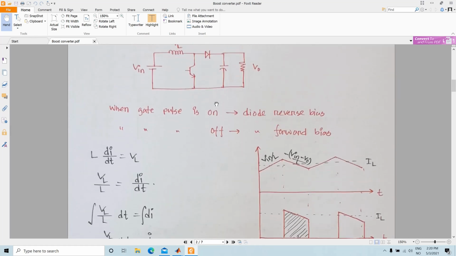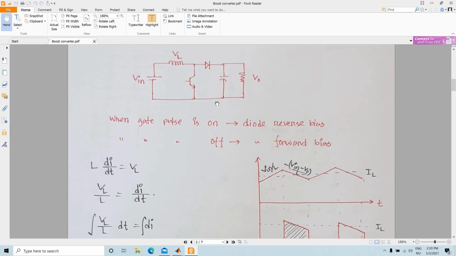Okay, so if we look at the wave shapes of the inductor current, for example, to get that, we can look at the wave shape of the inductor voltage. So the inductor voltage during the time when this switch is on, that means the inductor voltage VL is basically the input voltage. So VL is the input voltage.